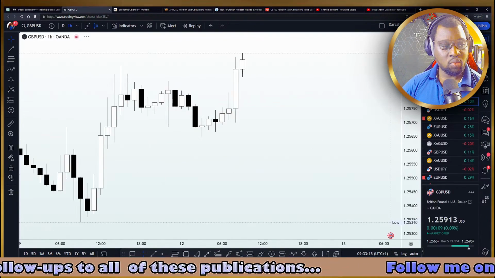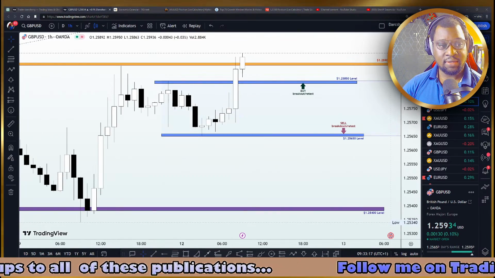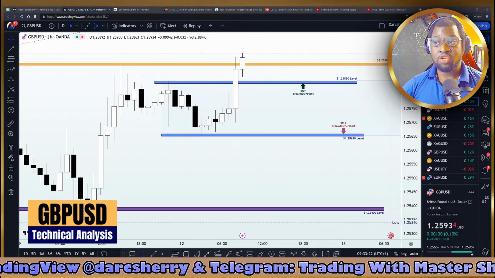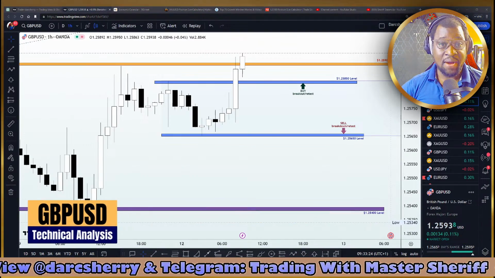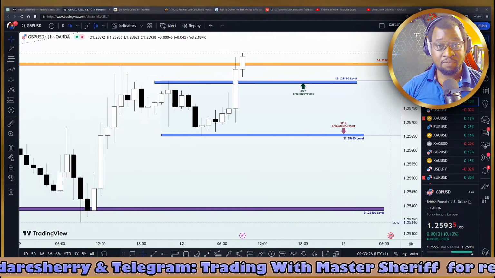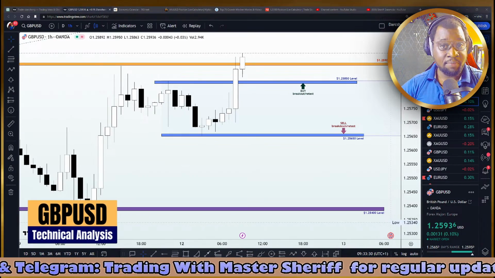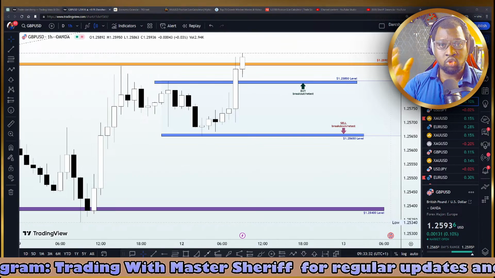So the next instrument we are going to be looking at this morning is going to be the GBPUSD. And on the GBPUSD, we already have a buy position triggered right now. If you are with me on my TradingView and Telegram platform, you would have had a buy position triggered at this point. So what do I mean by that?